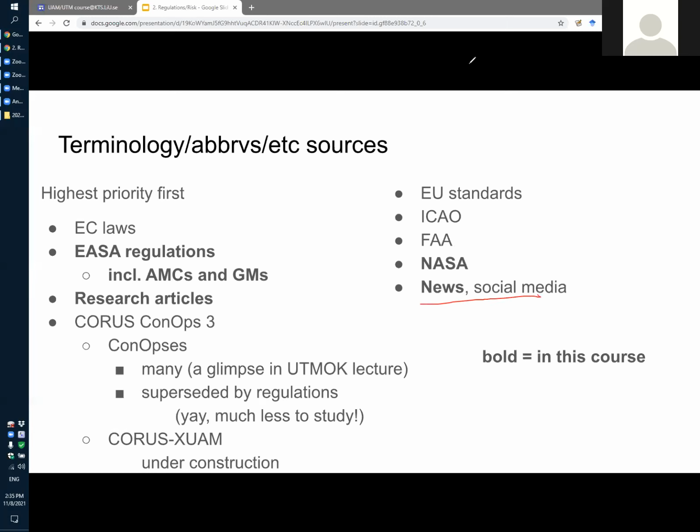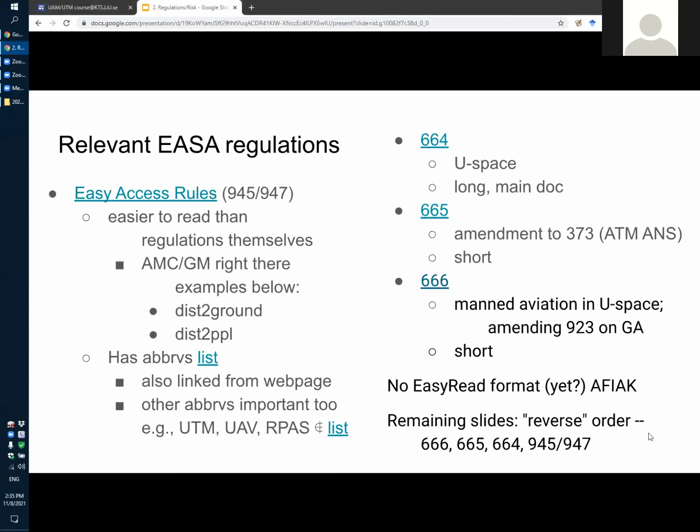News, social media, articles on the internet. Why not? I am using it. Well, people report on what they have done. You look at the articles. It's not bad. You just have to understand that it's not the final word, that there are really different priorities and relevance of different sources. Hopefully, the main idea is that regulations are most important.